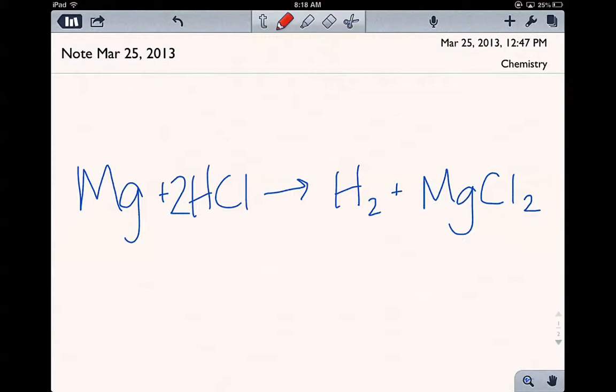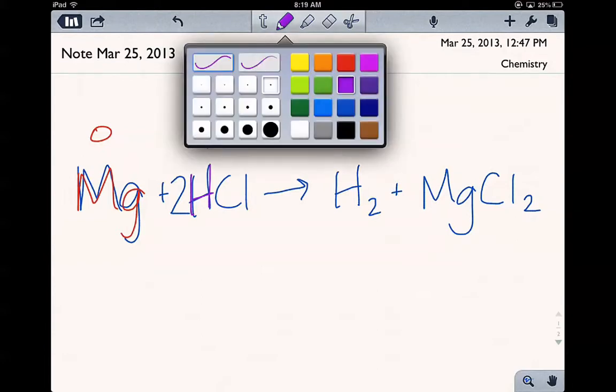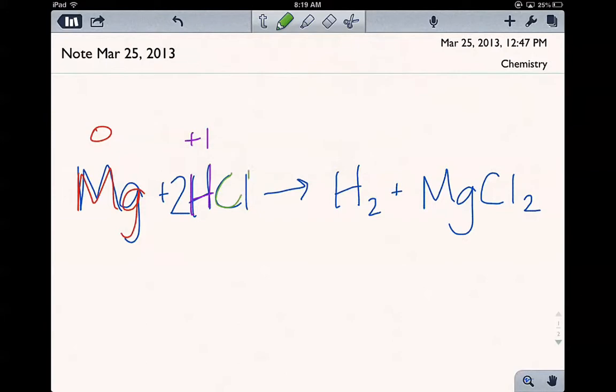So starting here with the magnesium, it is a pure state element, and any element that is in its pure state will have an oxidation number of 0. And then for the hydrogens, we've got the hydrogen right here in hydrochloric acid, and it is bonded to chlorine, so it's going to have a charge of +1.